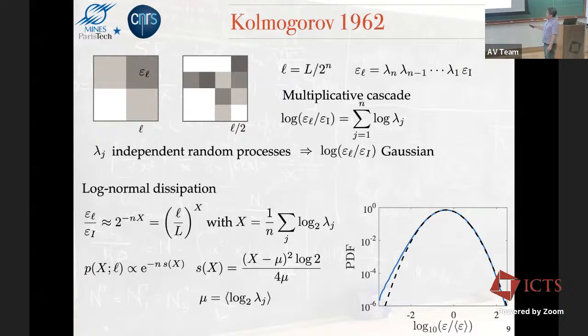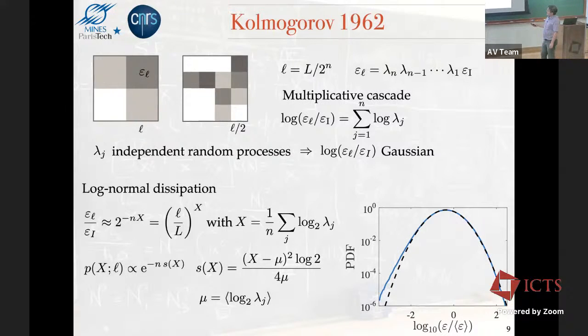And then if you assume that the various factors at each scale are independent random processes, then you have here a sum of independent processes. So you can apply the central limit theorem. And what you get is that the logarithm of this guy is a Gaussian. Okay, so that's the very simple Kolmogorov 1962 scenario. So log of dissipation Gaussian means that dissipation is log normal. That's what we call a log normal distribution.